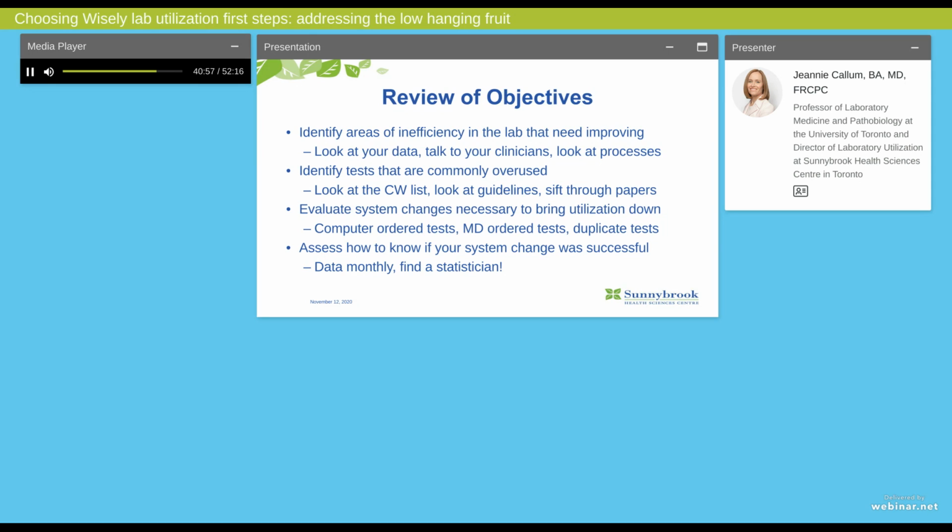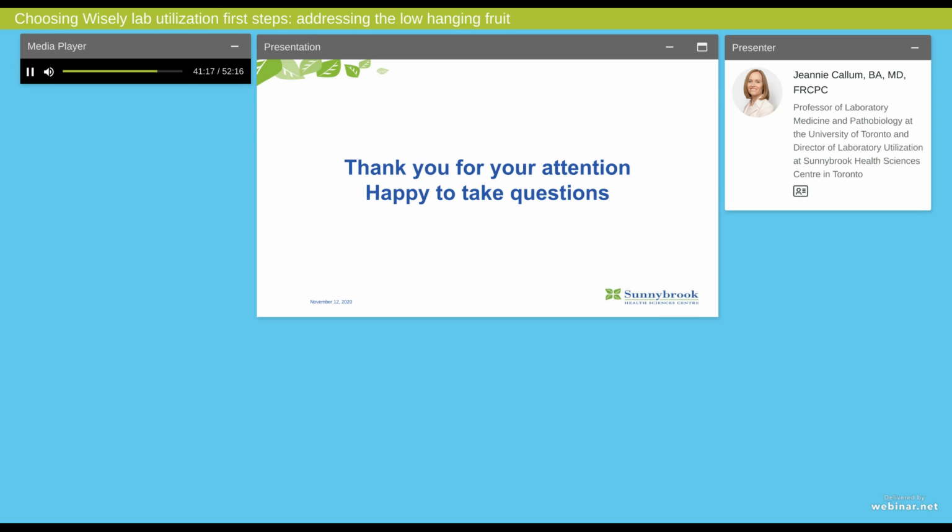So somehow figure out how to get easy access to monthly data. And again, I can't stress how important it is to find a statistician that's going to work with you to help generate your run charts, analyze your data, help you think about how your data is going to be presented in your papers and in your presentations to your hospital, your clinicians, your medical advisory committee.